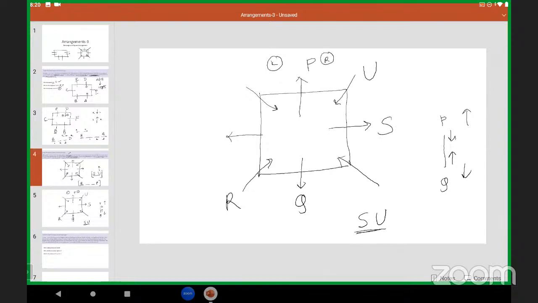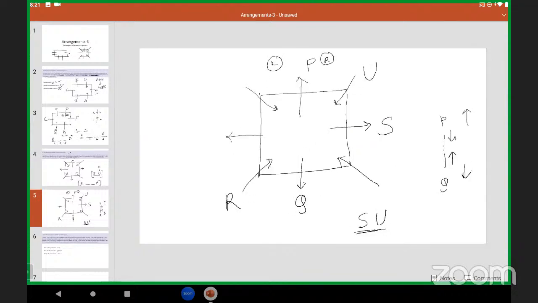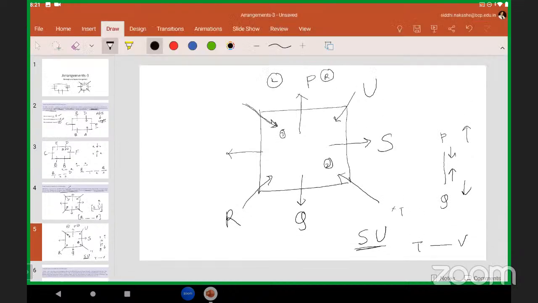Fine. Moving on to the next sentence, that T is opposite V but is not the neighbor of Q, which means T is not the neighbor of Q. Okay, so T can't be over here. Okay, and T and V are opposite. So now for T and V to be opposite, these are the only places. This is one, this is two. These are the only two places. So we know that T is not the neighbor of Q, so it has to be V over here and T over here.